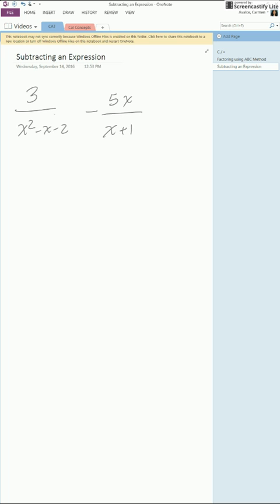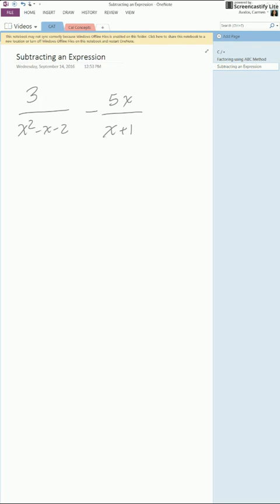Remember, an expression does not have an equal sign, and the rules for an expression and an equation are different. So this is an expression, and these are rational expressions. And what that means is just that it's a fraction with a variable in it. Again, same thing on this side. It's a fraction with a variable in it. Okay, so in order to do it, it's the same thing as subtracting two fractions.